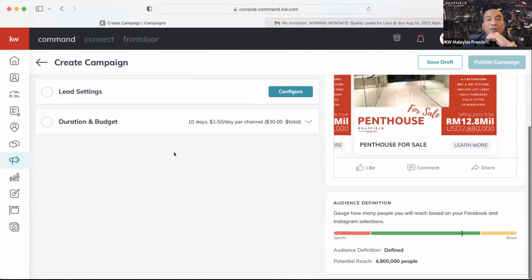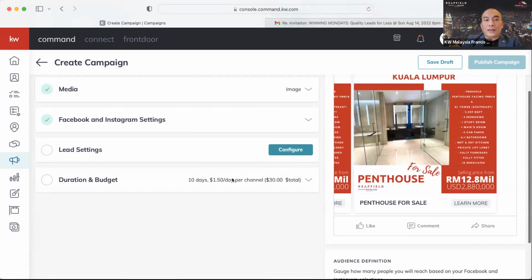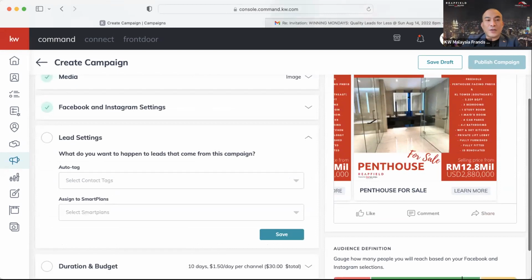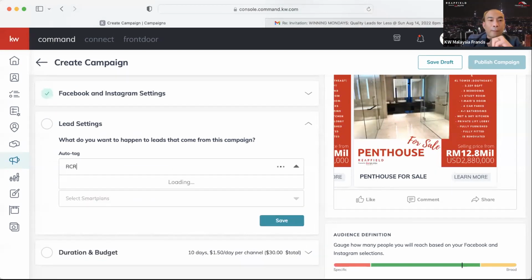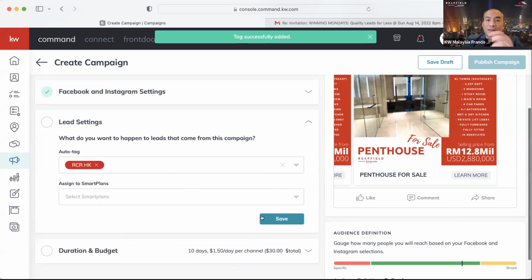Step 5, because I run several campaigns, so I want to know what campaign this comes from. So I will put a text so that I know when I receive the leads. So I'll put RCRHK. So when I receive a lead that comes in, I know where this is from. At tag. So RCRHK. So this is step 5.